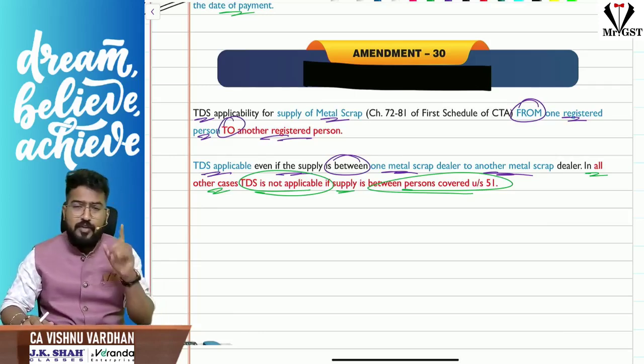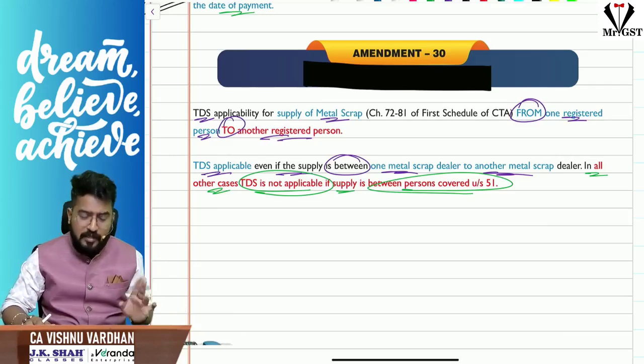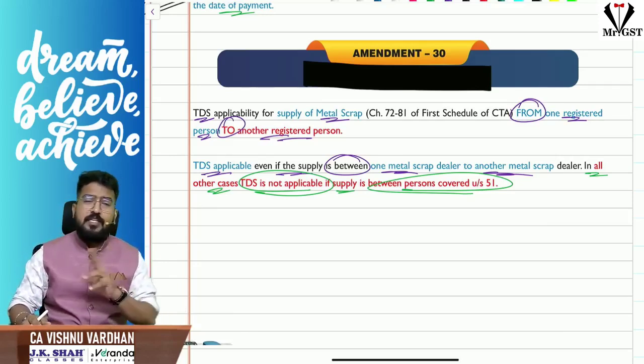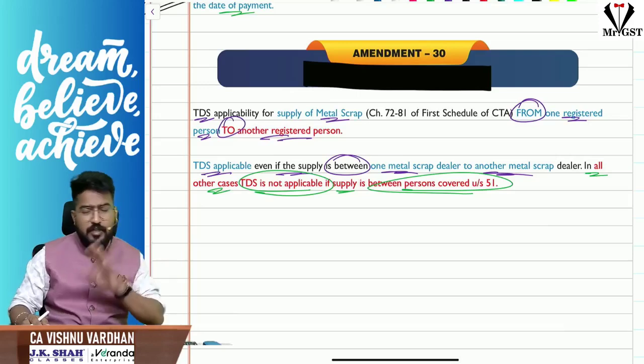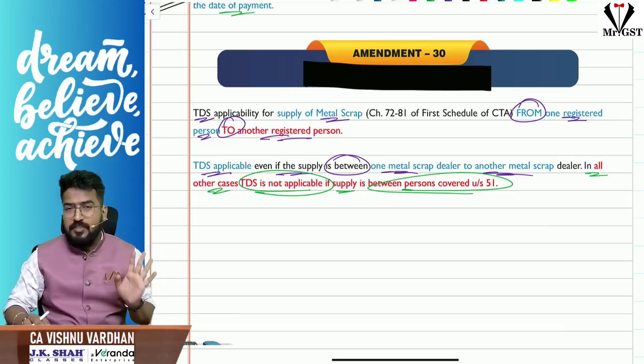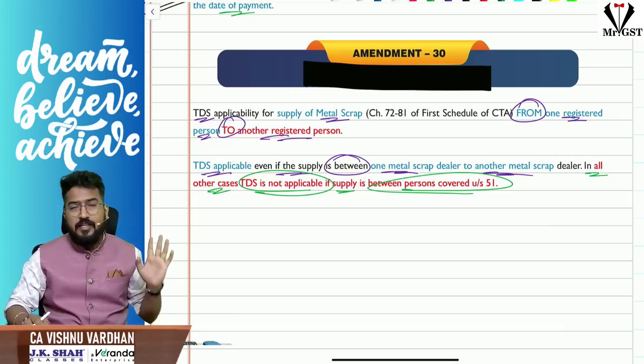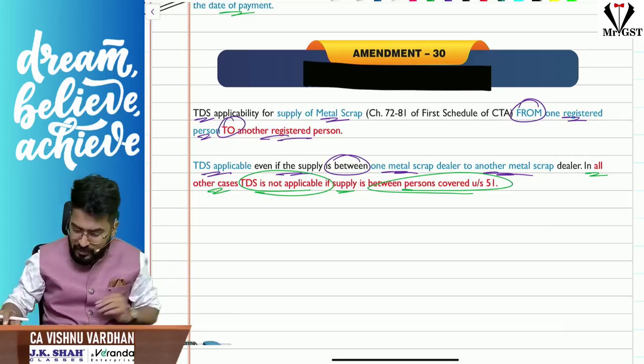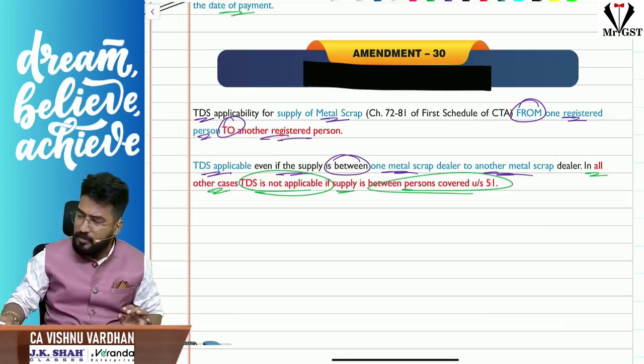So here, first of all, in TDS case, one new fellow has been added, and that new fellow is doing the supplies between themselves, that is metal scrap dealer to metal scrap dealer. Still TDS provisions are applicable. It is not like other section 51 entities. Okay, so that is the next amendment in this particular chapter, payment of tax and TDS.